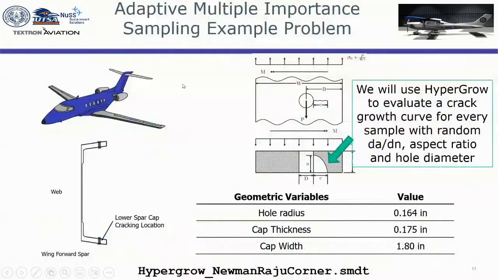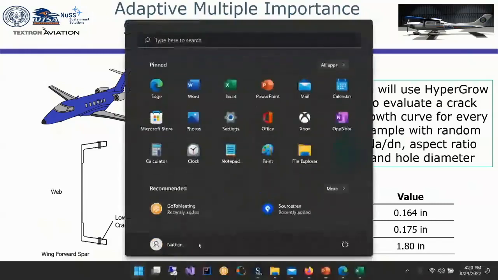So I have an example problem. It's very similar to the one that Juan showed. It's the corner crack growing from a hole in a wing spar. But this time, since we're using adaptive multiple importance sampling, we can generate a crack growth curve for every sample instead of using a master curve. And that allows us to vary the DADN and the aspect ratio, and even add the hole diameter to the random variables. So that file is in your user folder or training materials.